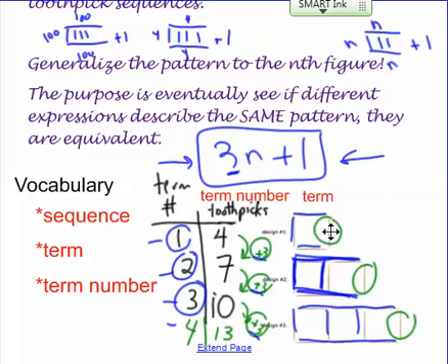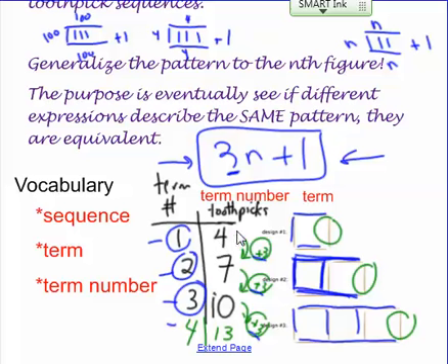So the first pattern of toothpicks was a square that had just one square with 4 toothpicks, and then 2 squares that shared a side, which was made with 7 toothpicks, and then 3 squares that shared sides, which took a total of 10 toothpicks. So these are the terms, the toothpick shapes, and these are the term numbers, and what you want to try to find is a pattern between the term number and the term.